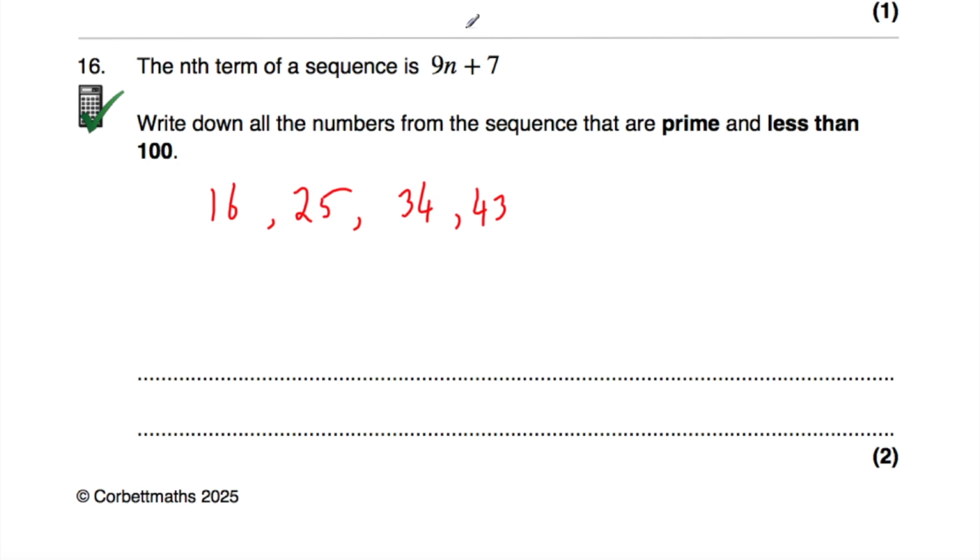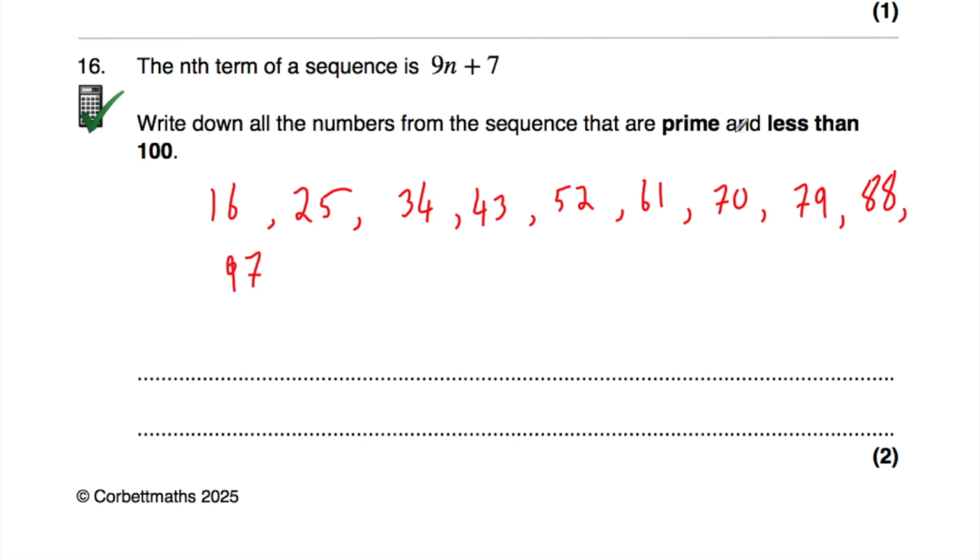So remember, if we were generating this sequence, we would be writing down all the multiples of 9 and then adding 7. So this sequence is getting bigger by 9 each time. If we have a look here, 16 plus 9 is 25. 25 plus 9 is 34. 34 plus 9 is 43. So let's just keep adding 9. So 52, 61, 70, 79, 88, and 97.